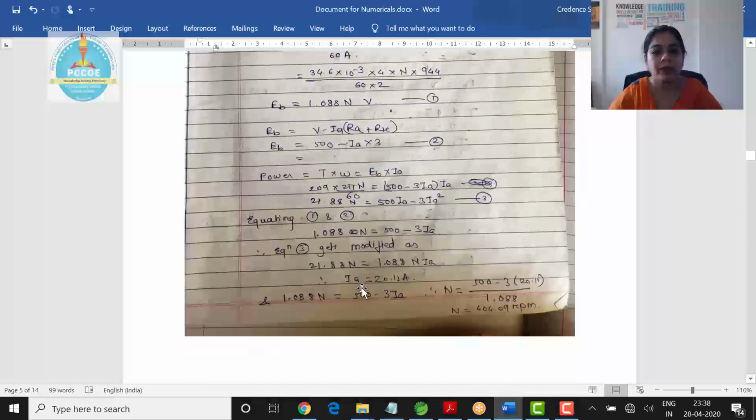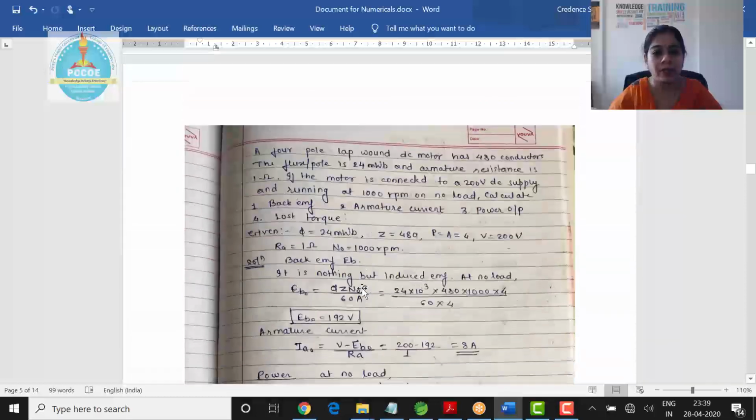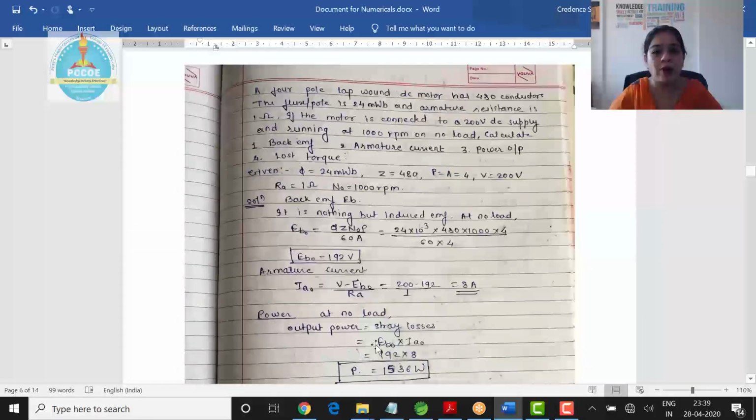Okay. Now the next numerical is: a 4-pole lap wound DC motor has 480 conductors. The flux per pole is 24 milliweber and armature resistance is 1 ohm. If the motor is connected to the 200 volt DC supply and running at 1000 rpm on no load, calculate back EMF, armature current, power output and loss torque. Now we have to calculate the loss torque. Here is a new term.